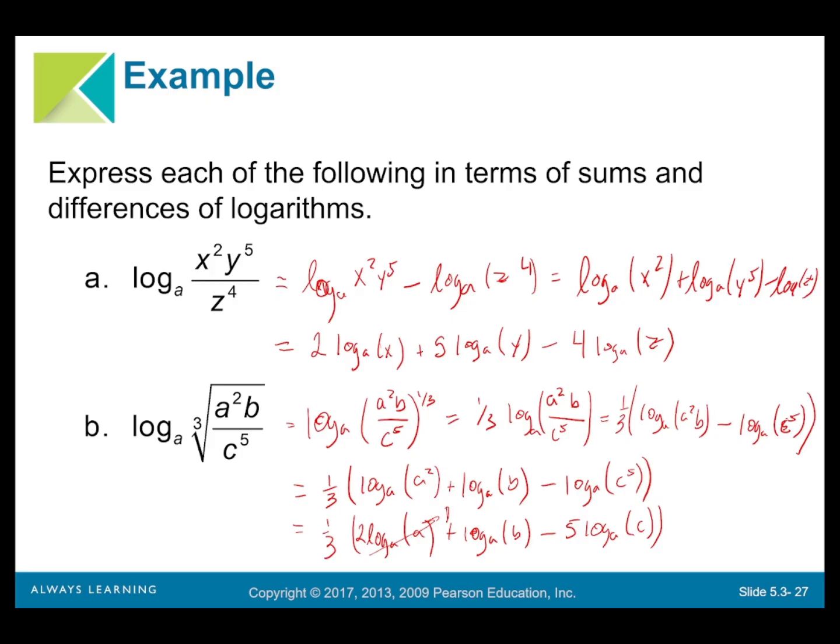Let's go ahead and write that out. I want to make sure you have really good complete notes, so I am going to take it over here to the left, and we get 1/3 times 2 plus log a of b minus 5 log a of c. There we go. So that is our fully expanded form of this logarithm. It was a lot of work just to get down to a single line.